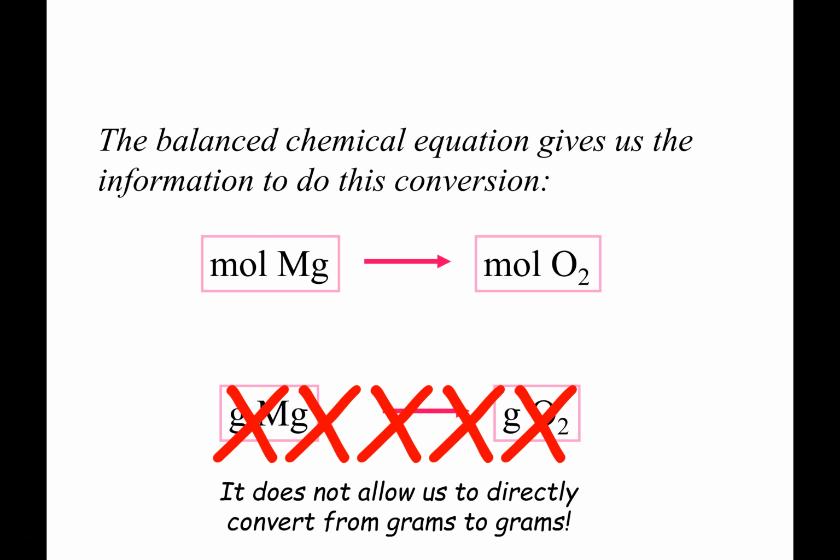So this is where I said, those ratios we've been talking about, the stoichiometric ratios that come from the stoichiometric coefficients of the balanced equation, we can use those quite handily to go from moles to moles, but we can't use them to go from grams to grams. Does not work.